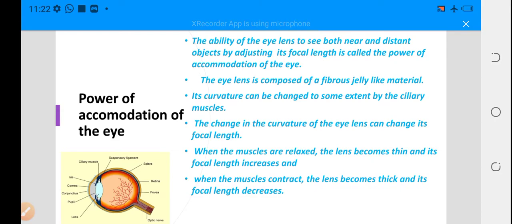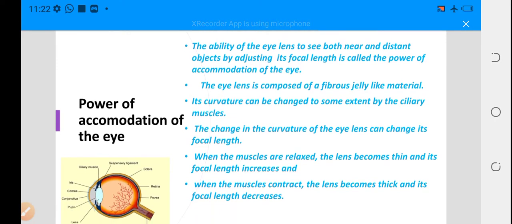Power of accommodation of the eye. Next one. The ability of the eye lens to see both near and distant objects by adjusting its focal length is called the power of accommodation of the eye. Seeing the nearest object and seeing the farthest object is called the accommodation of the eye.